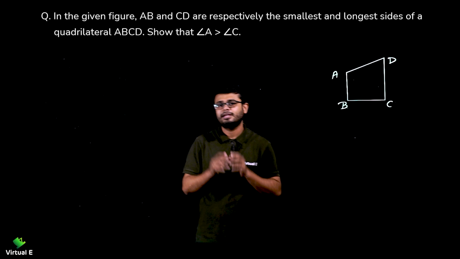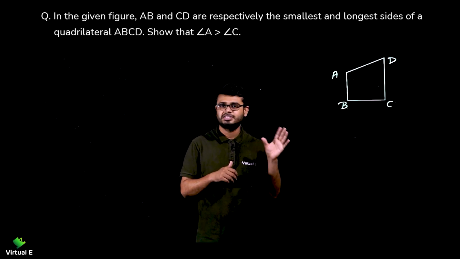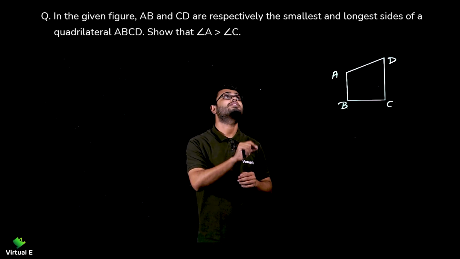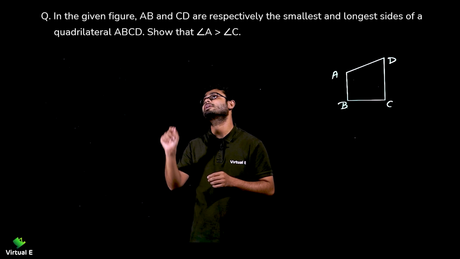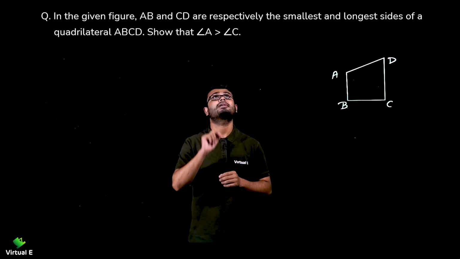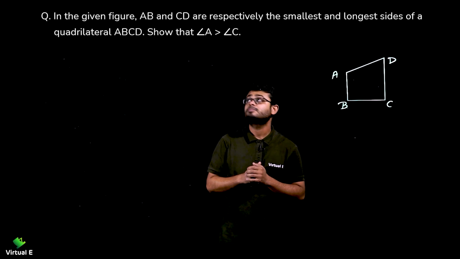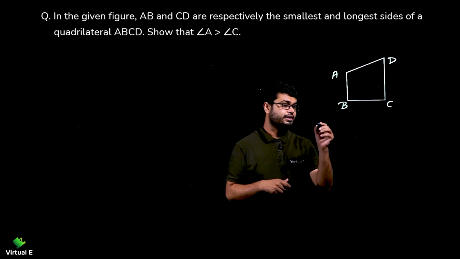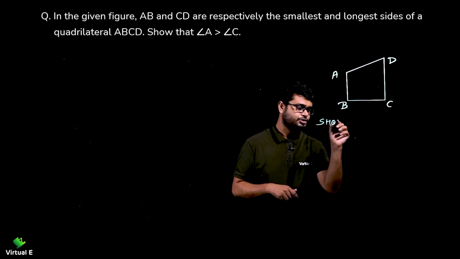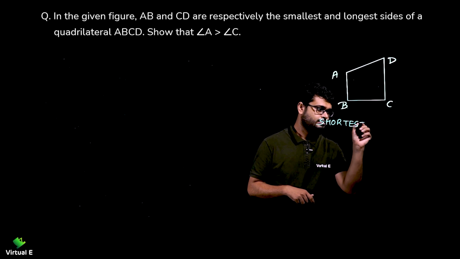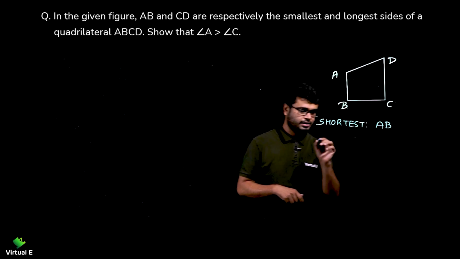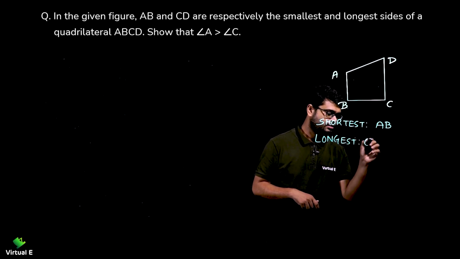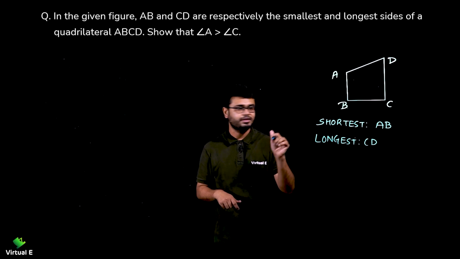Let's prove one more result related to quadrilateral. We have this figure ABCD. Let's read the question. In the given figure, AB and CD are respectively the smallest and the longest side of quadrilateral ABCD. Show that angle A is greater than angle C. So we have AB as the shortest side and CD as the longest. Let's write it. Shortest is AB, and longest is CD, right? This is the given condition.